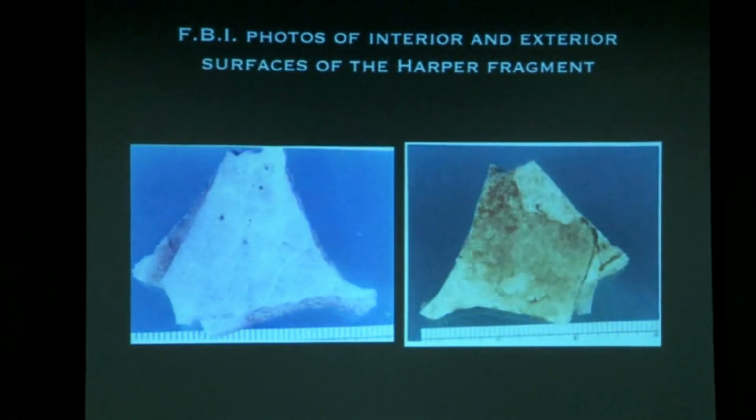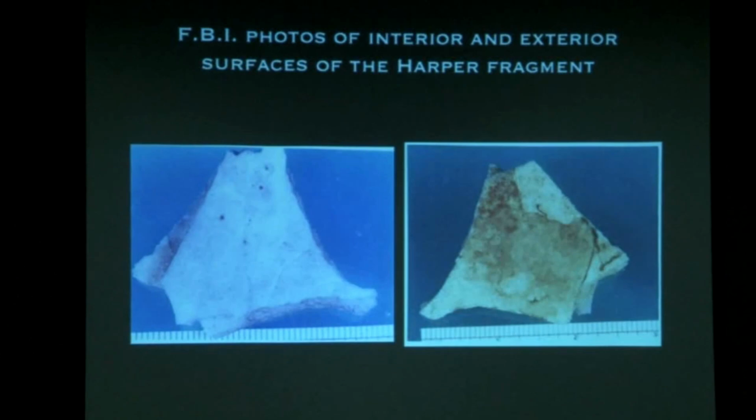Now let's look at the Harper fragment. Here is a photo of the interior and exterior surfaces. We see grooves in the bone formed by the pulsating branches of the right middle meningeal artery, which are known to be in the right mid-parietal bone.